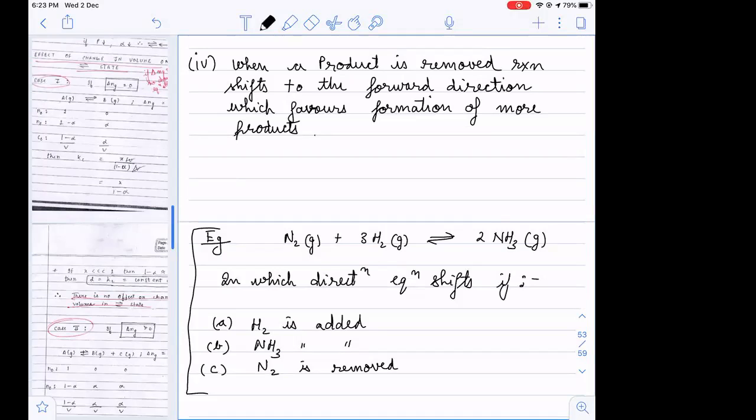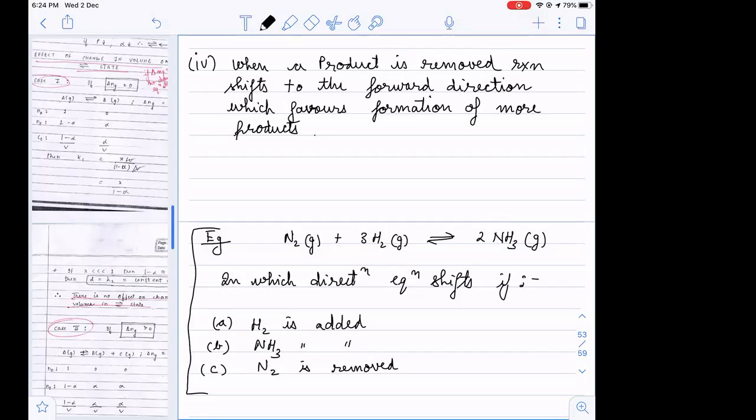Sir, H2 is added, then one. Come on, you shouldn't take so much time. Easy question. Forward direction. Yes, it is forward direction.